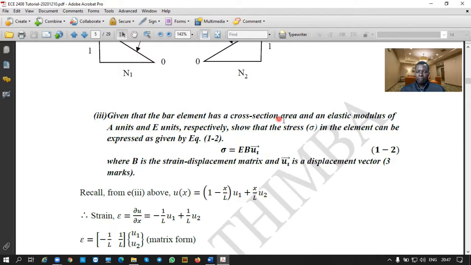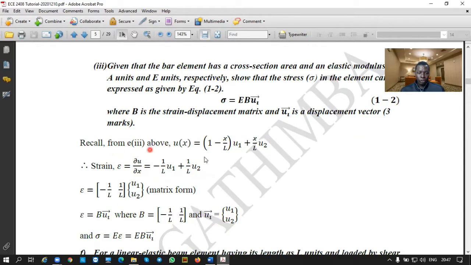Again, you are given the bar element, which has a cross-sectional area and elastic modulus of A units and D units. Show that the stress in the element can be expressed as shown here. Here you are being tested on the strain displacement matrix, the second step of the finite element analysis procedure. We talked about 8 steps. This was in lesson 1, and in that, there's a step where we said you have to define the stress-strain relationship, the material relationship, and of course, the strain displacement relationship.